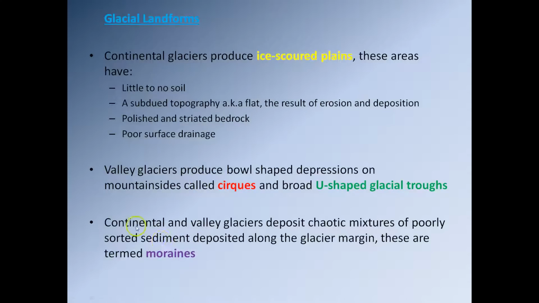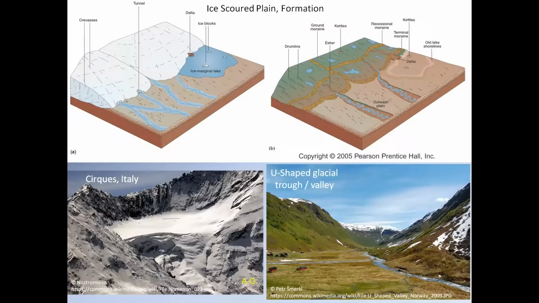Another thing that we see is both continental and valley glaciers will deposit a chaotic mixture of poorly sorted sediment at the glacier's margin. Of course, we know this is called glacial till. And this glacial till will build up to form things which we refer to as moraines.